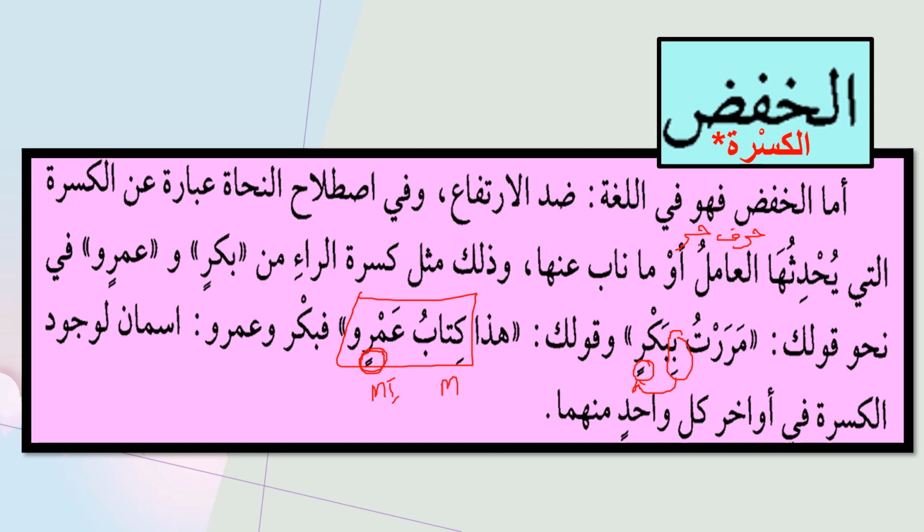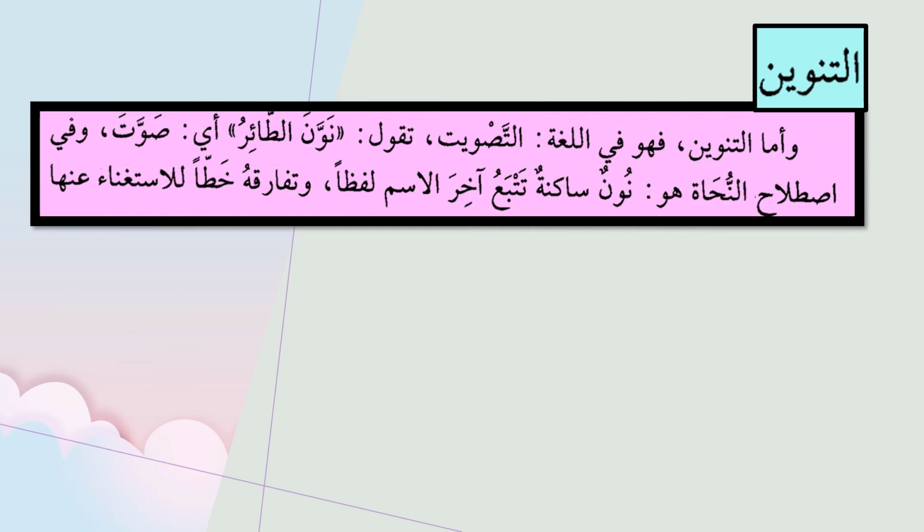So Bakr and Amr are two nouns that have taken kasra in their last letter, each one of them. So this is what has been explained here.